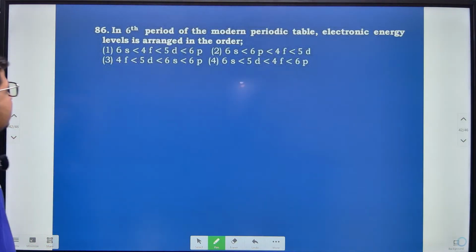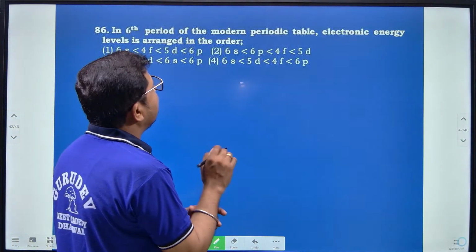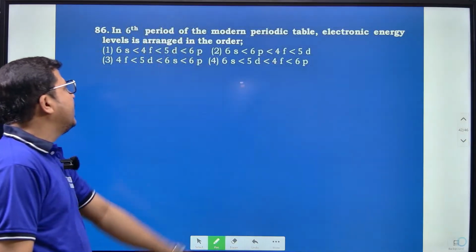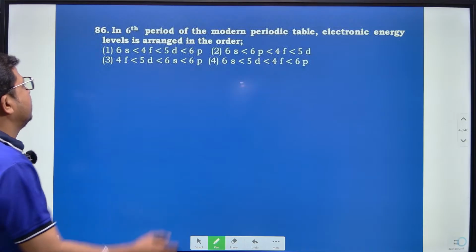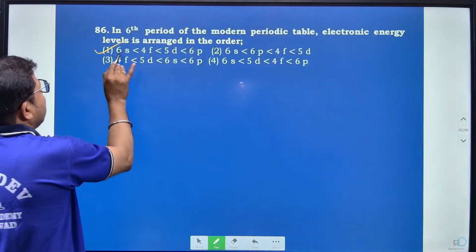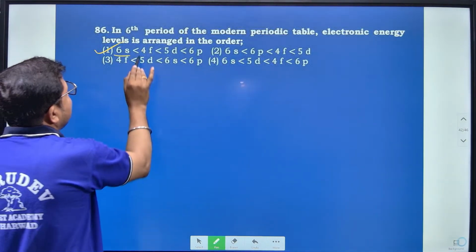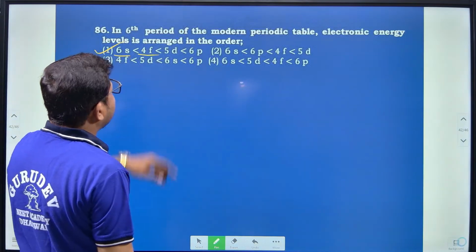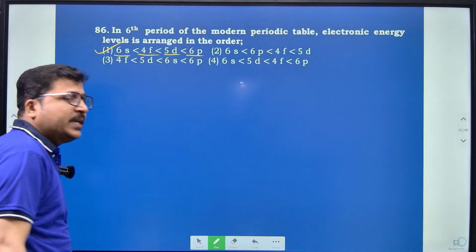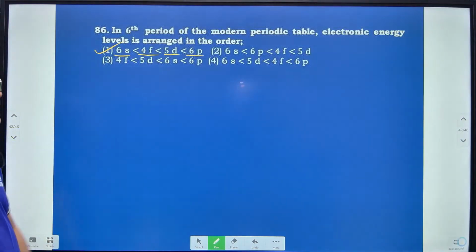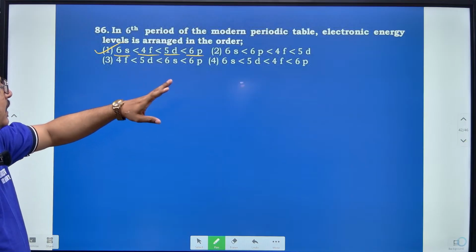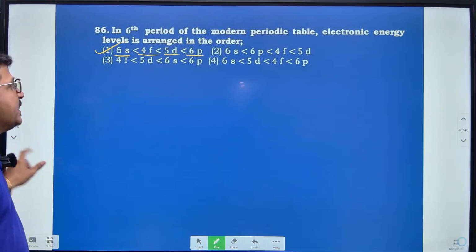Move to question number 86. In the 6th period of the modern periodic table, the electronic energy levels are arranged in the order that is none other than the first option. 6S is less energetic than 4F. 4F is less energetic than 5D. 5D is less energetic than 6P. Therefore, 6P is more energetic. Hence, this is the right order of arrangement of the electronic energy levels. Therefore, the first option is the right one.